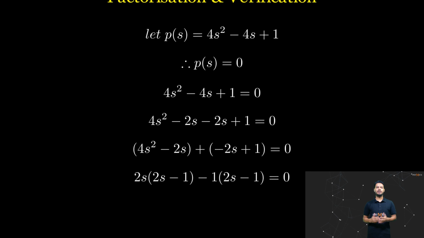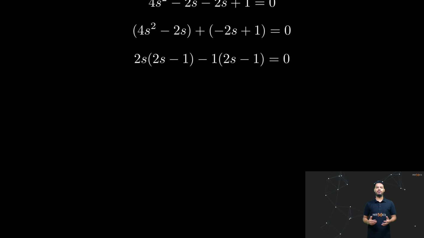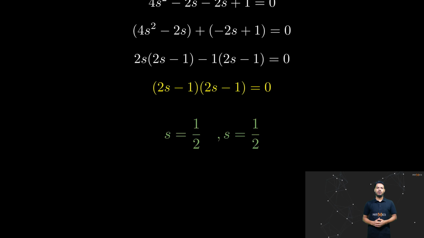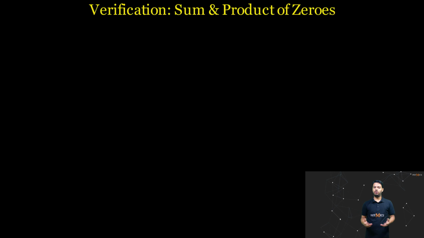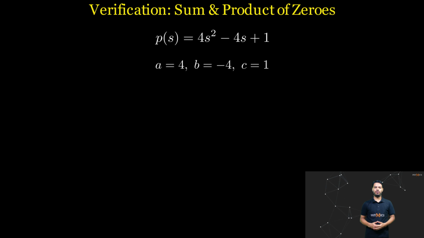Taking 2s minus 1 as common factor from each group, we get (2s minus 1)(2s minus 1) equals 0. Since anything multiplied by 0 is 0, equating each factor to 0 we get s equals half and s equals half, which are the required zeros. To verify the relationship between the zeros and the coefficients, we have a equals 4, b equals minus 4 and c equals 1.